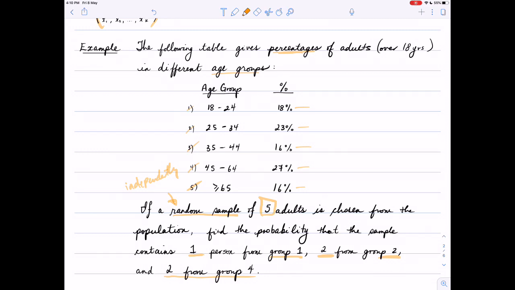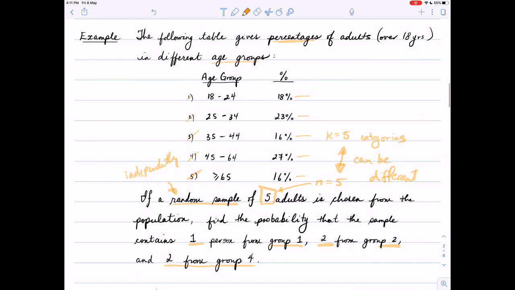So we are in a multinomial situation. We are counting the number of individuals from 5 different categories, and we are taking a random sample. n is equal to 5 trials, right? We have k equal to 5 categories, and incidentally, n is equal to 5. Now, they don't need to be the same. They can be different, but in our example, they are the same. K categories, n trials. And we are looking to find the probabilities as described here.